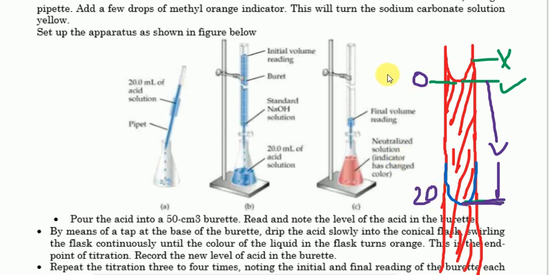this is the initial volume, let's say V initial, and this is the final volume, V final. Now to get the volume used, we take V final minus V initial. So V final minus V initial gives the volume used in the titration.